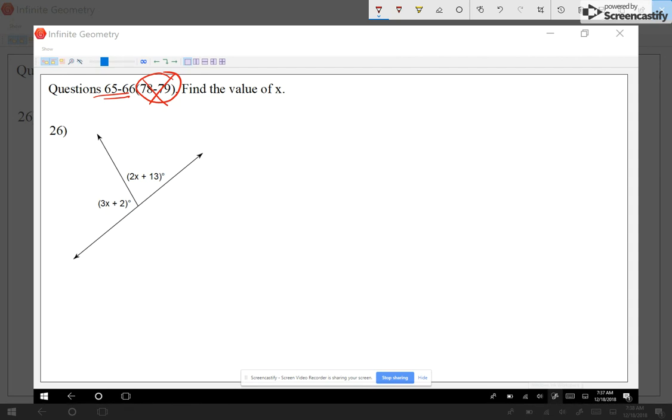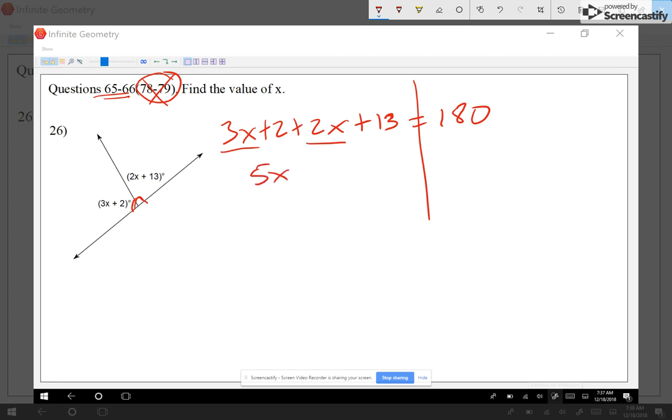All right, now looking at this, when I combine one angle and the other angle, I notice it's the angle of a line. So I'm just going to add everything, 3x plus 2 plus 2x plus 13, and it's going to equal 180, because all of it is the angle of a line. The left side, I can combine my like terms. 3x plus 2x, we're going to call that 5x. Then 2 plus 13, I'm going to call that 15. This is equal to 180.